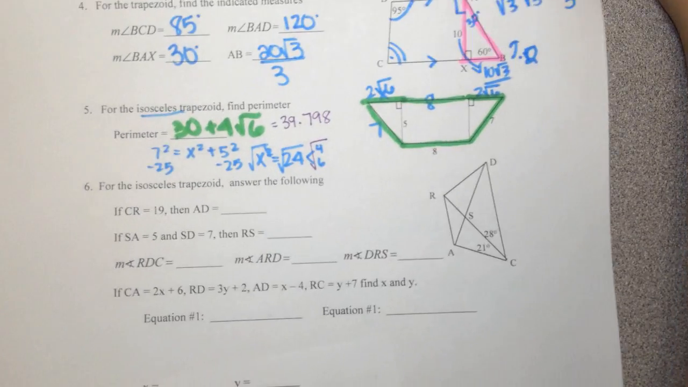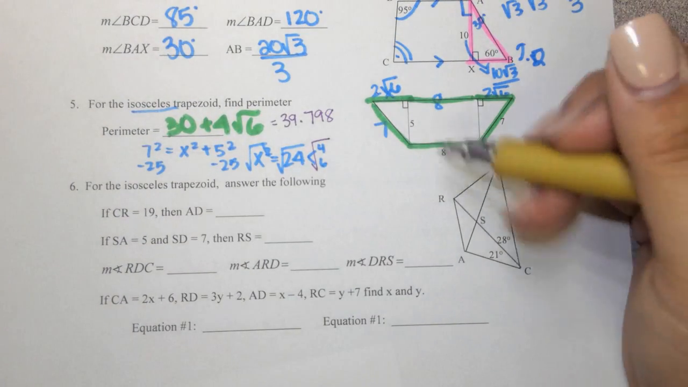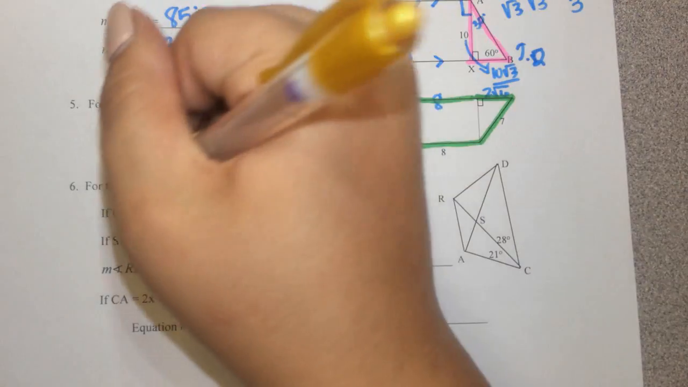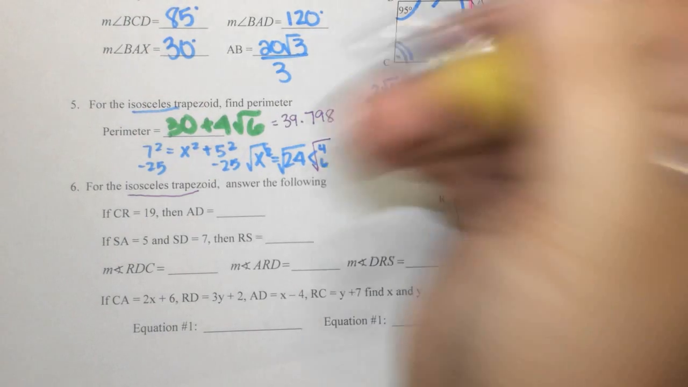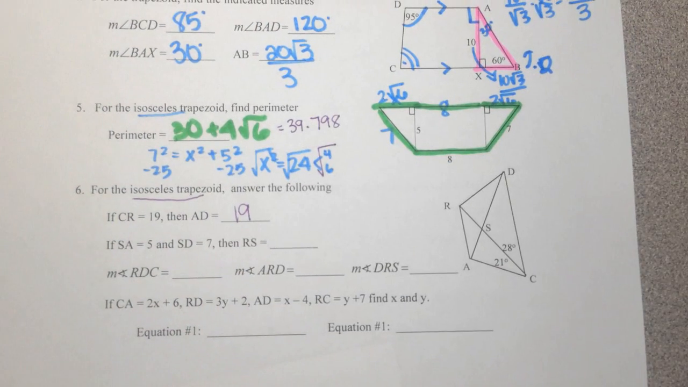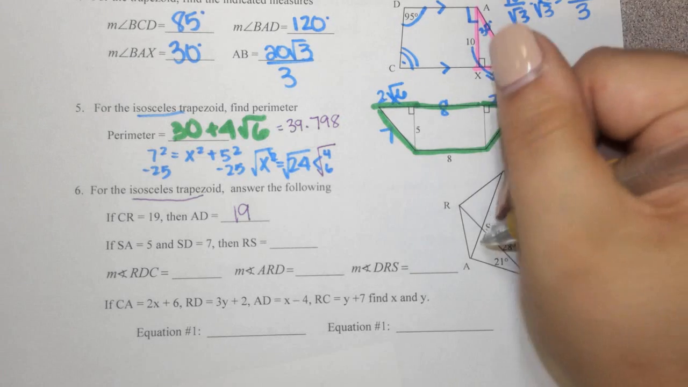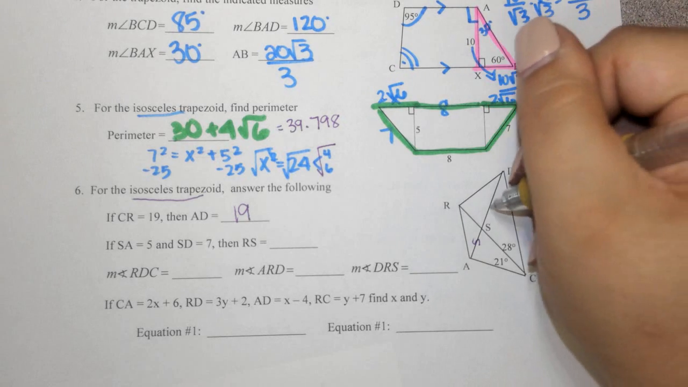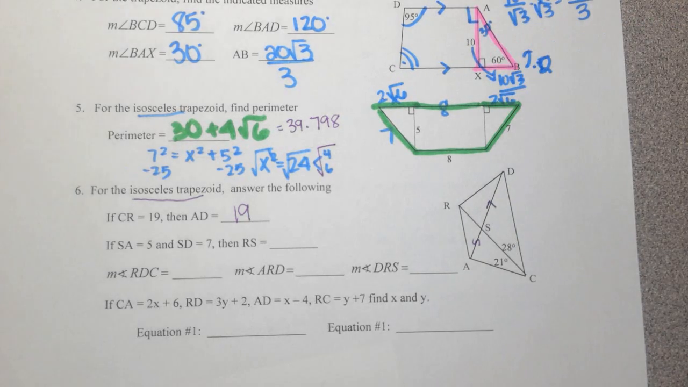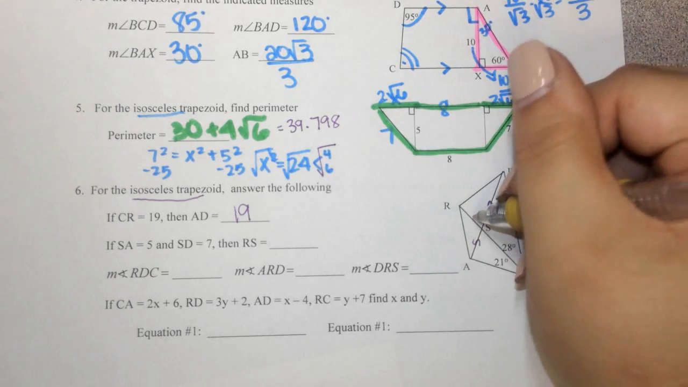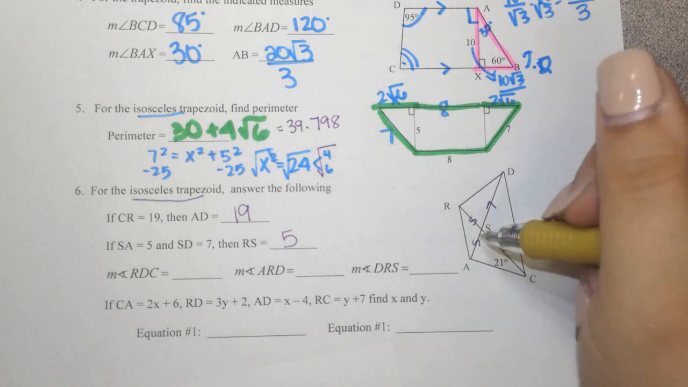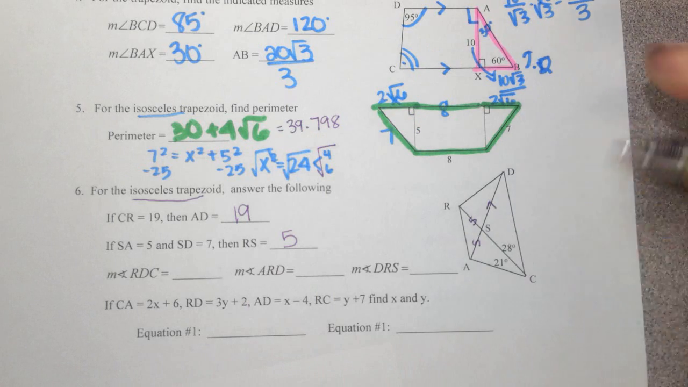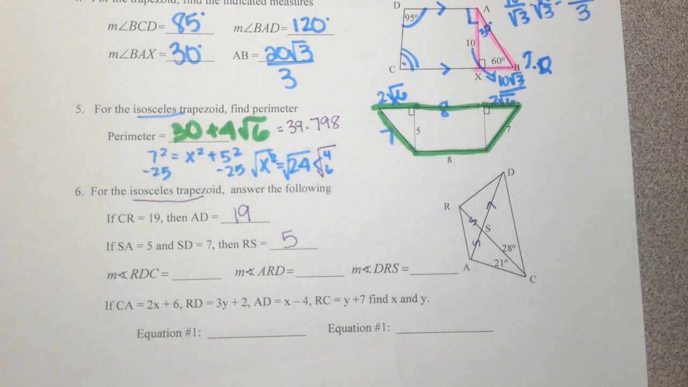All right. Number 6. If CR is 19, this is an isosceles trapezoid, it tells us. If CR is 19, what is AD? It's also 19 because they're congruent. Now, if SA is 5 and SD is 7, what is RS? It's also going to be 5. So you can always see isosceles trapezoid is kind of symmetrical. So if you fold it, they'll be the same.